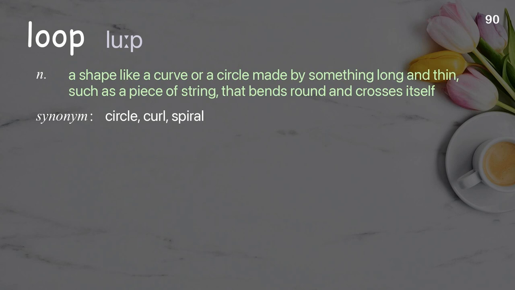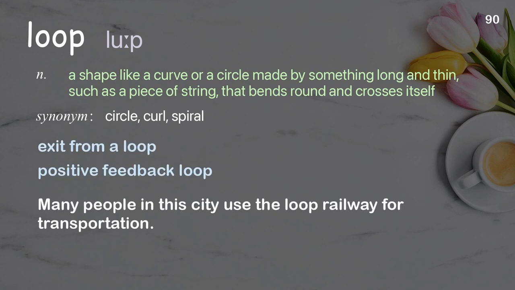Loop: a shape like a curve or a circle made by something long and thin, such as a piece of string, that bends round and crosses itself. Examples: exit from a loop, positive feedback loop. Many people in this city use the loop railway for transportation.